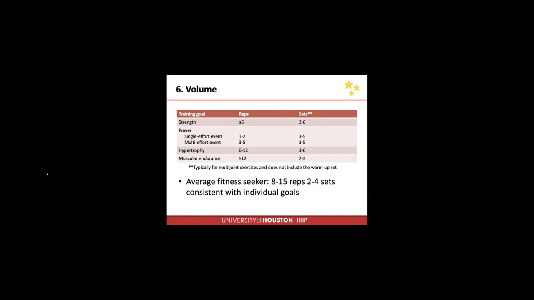Our average fitness seeker is going to do 8 to 12 reps, 2 to 4 sets, consistent with their individual goals. If they want a little more endurance, towards the 15. If they want a little more power, strength, then towards the 8.